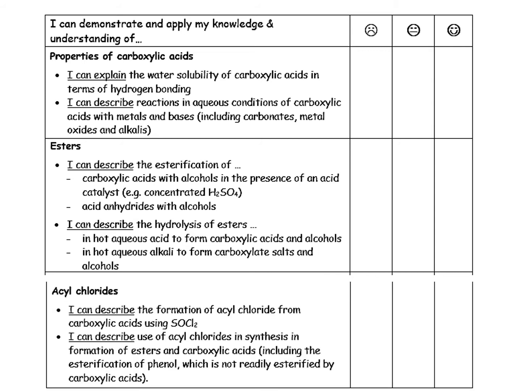And so we're on the third one, and this is all now to do with acyl chloride. So you have met acyl chlorides already in the second PowerPoint, but now we're going to go into a little bit more depth. You need to know how to make them, so the formation of acyl chlorides, and then we're just going to make sure you know how to describe when they react to form esters and carboxylic acids. Okay, we'll look at esterification of phenol as well here. So that's not readily esterified by carboxylic acids, but it can be turned into an ester if you use the acyl chloride. Okay, so click continue when you're ready.